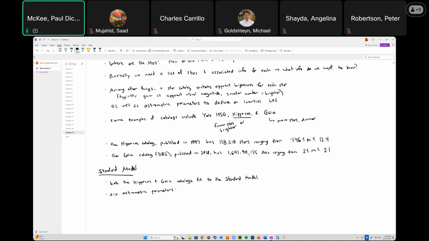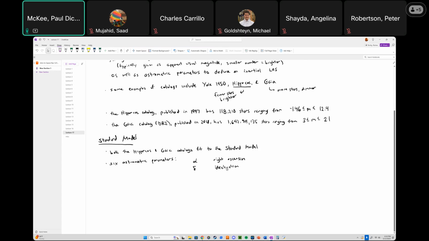Which are alpha, which is your right ascension, and delta, your declination. So these are your horizontal and vertical angles described to the star in the International Celestial Reference Frame. But then there's also angular velocity. So we're going to say mu alpha is your right ascension proper motion. And then there's also mu delta, which is your declination proper motion.